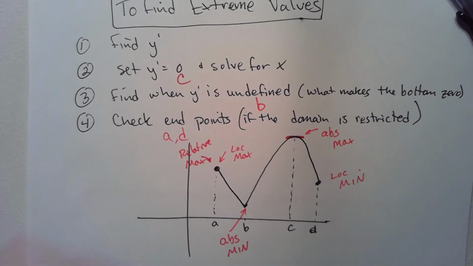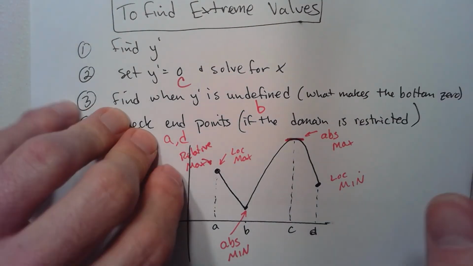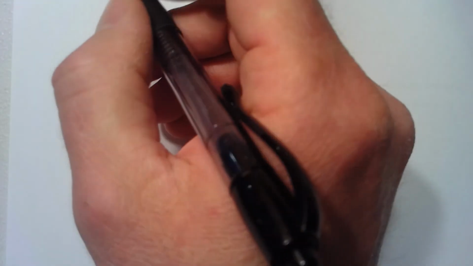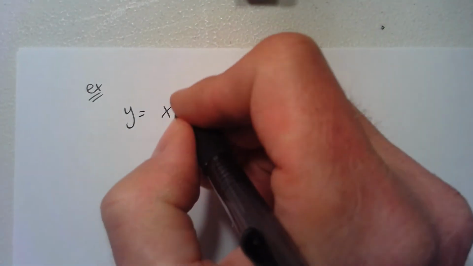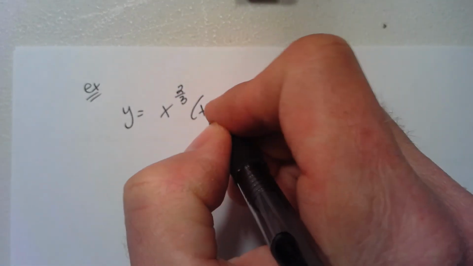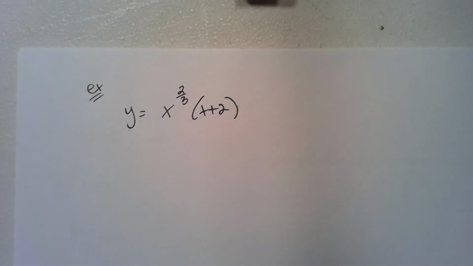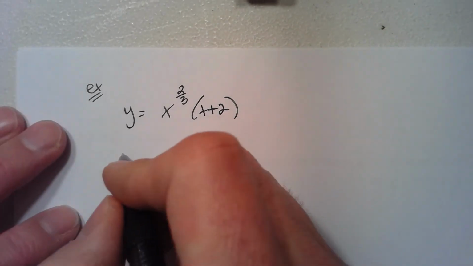All right, so let's try a tougher example. So let's try y equals x to the 2/3 times x plus 2. All right, so we're going to find the derivative. Step one, find the derivative.